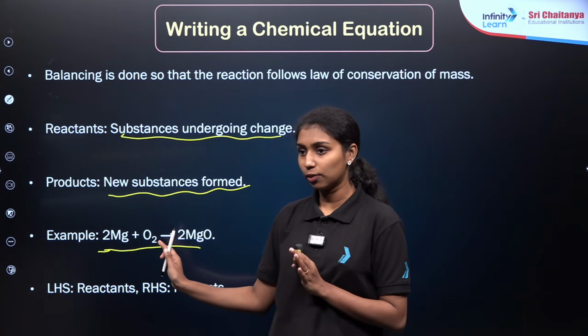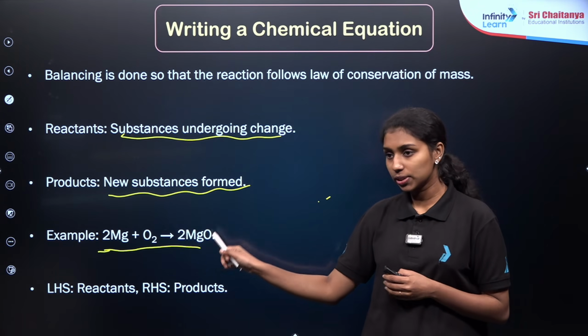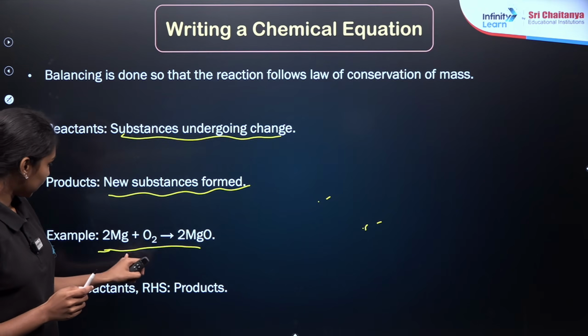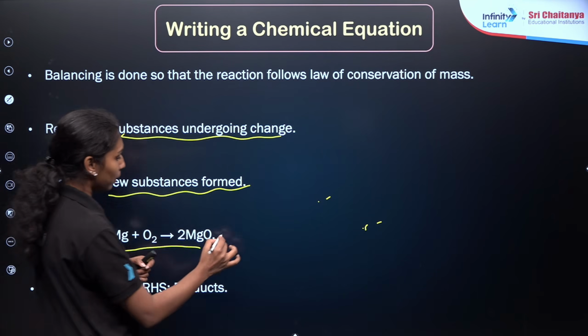In the case of oxygen, it is simply 1. In the case of magnesium oxide, it is 2. So this is a simple explanation of the stoichiometric coefficient. Alright, so here these are the reactants and these are the products. So this is the balanced chemical equation.